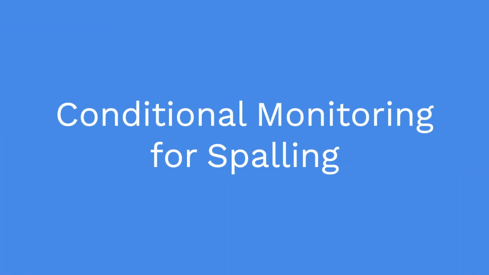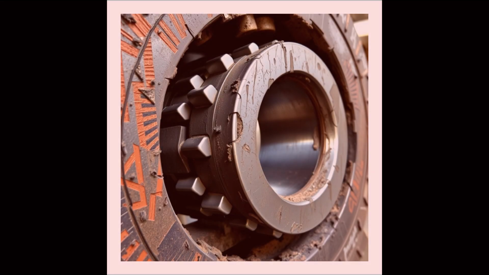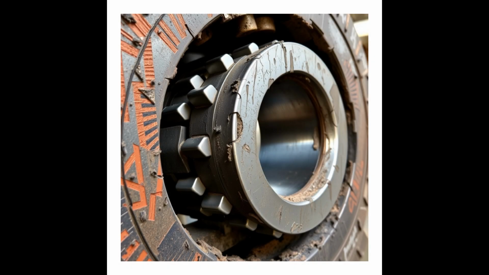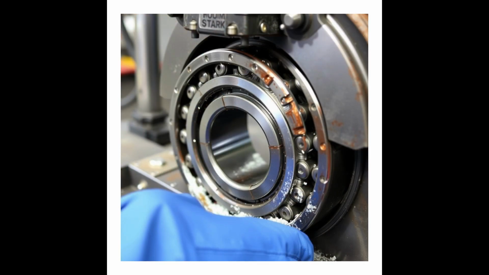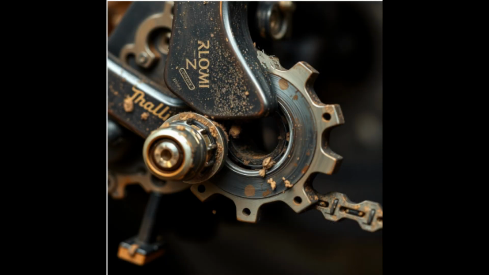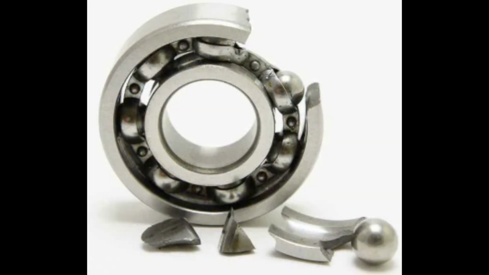We've covered the basics of spalling, including its definition, calculating the ball pass frequency inner, BPFI, and understanding its effects on bearings, gears, sprockets, and bushings. Now, let's shift our focus to condition monitoring tests that are specifically designed to detect spalling in these components. By using these techniques, we can catch early signs of wear and prevent costly breakdowns.